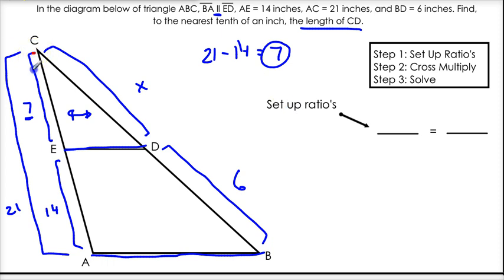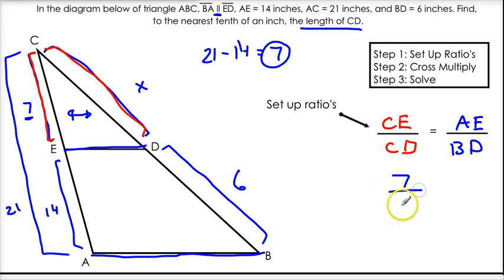Now I can set up some proportions. The proportion of CE to CD is going to be proportional to AE to BD. Let's plug in some numbers here. We know CE is 7. We know CD is X. We know AE is 14. And we know BD is 6. Let's do some cross multiplication. We get 42 is equal to 14x.